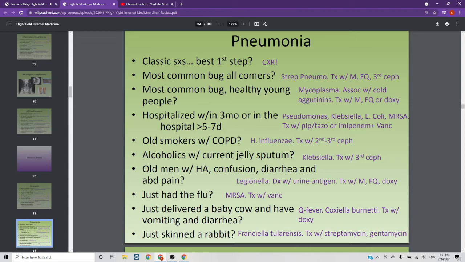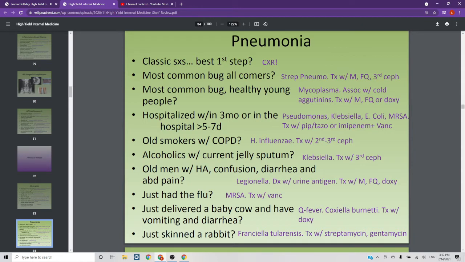Q fever. Coxiella burnetii. Wait, what did you guys say? What? I said PTSD. PTSD. Oh, no, wrong shelf. Okay, so these are kind of random, but you guys just took step 1, so you should remember this, right? Okay.